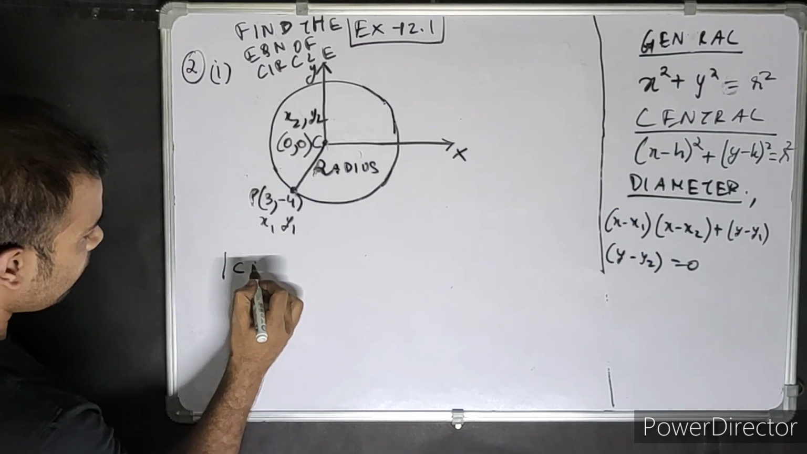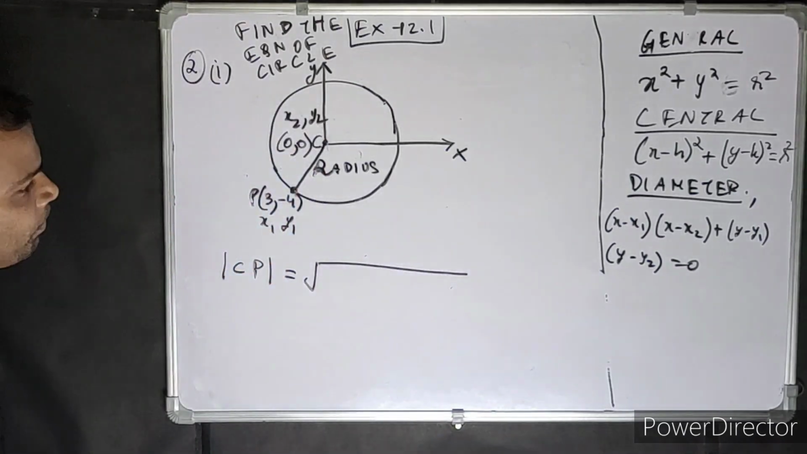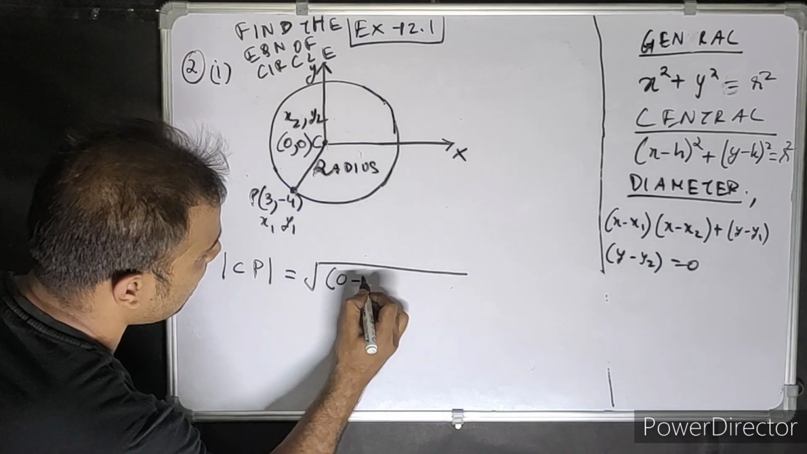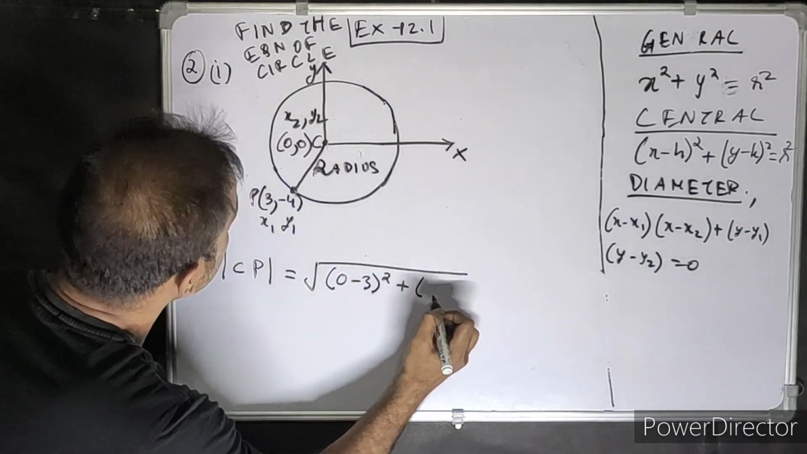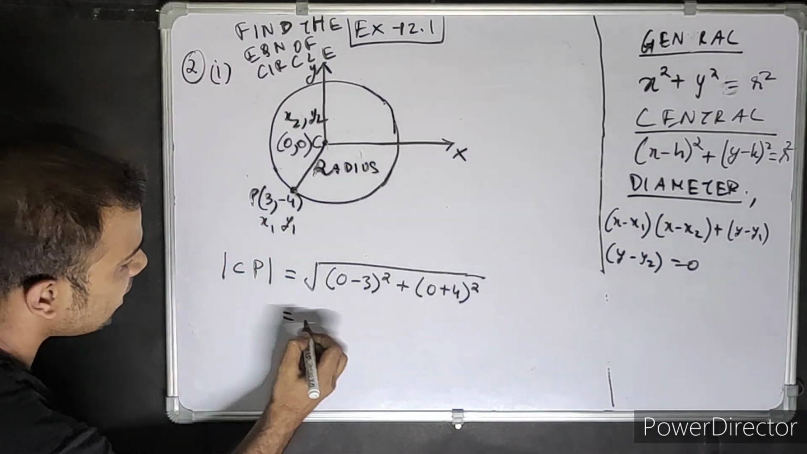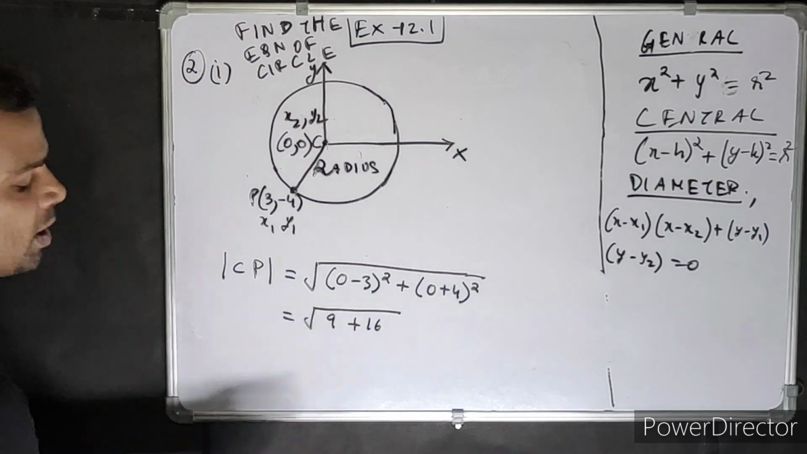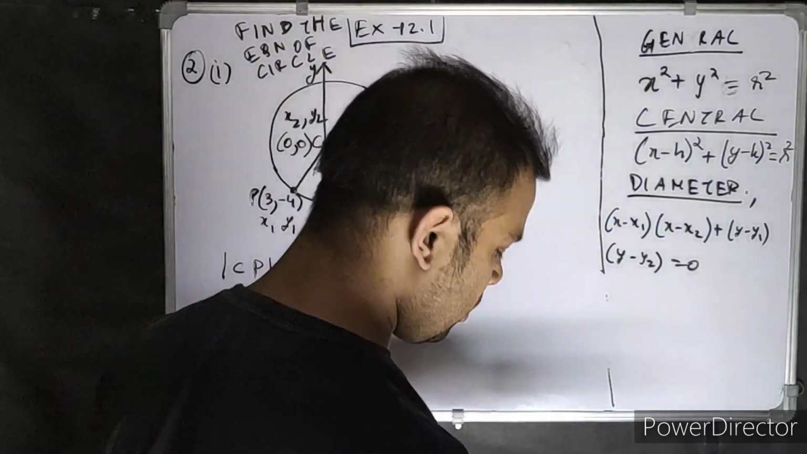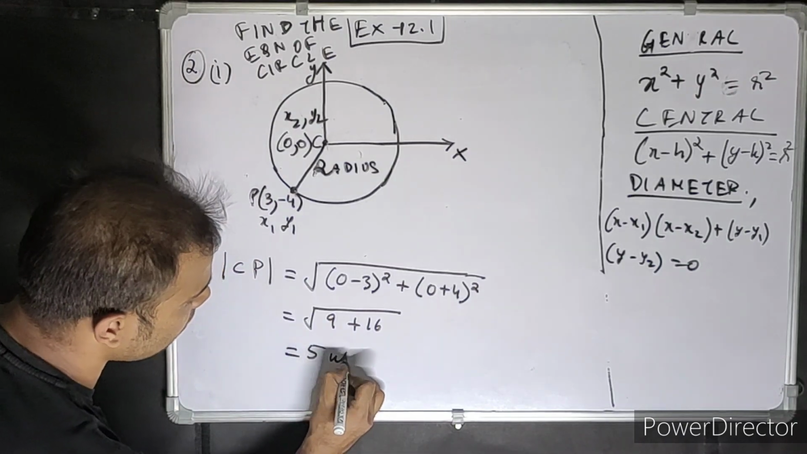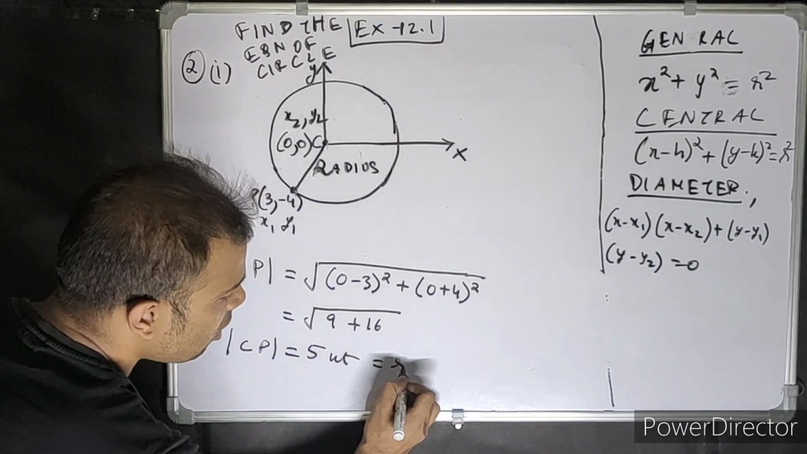So CP, put a mod sign, it will become modulus, means root over of (x2 minus x1), that is (0 minus 3) whole square plus (0 plus 4) whole square. So that is root over of 3 3s are 9 plus 4 4s are 16, that is 25. So that is 5 unit is the CP, that's the radius. So I got my radius.